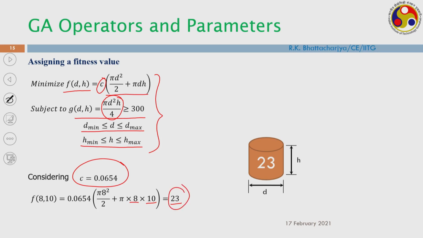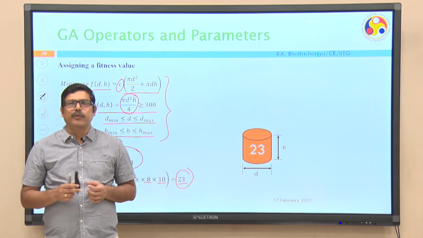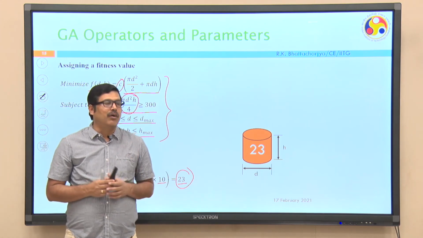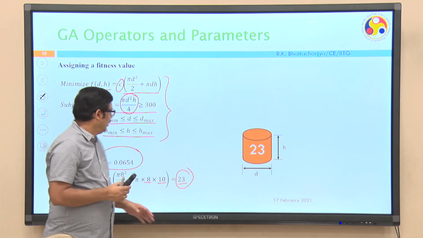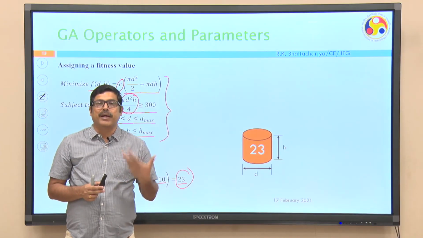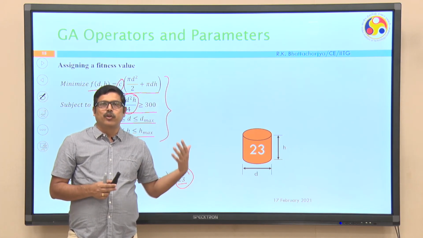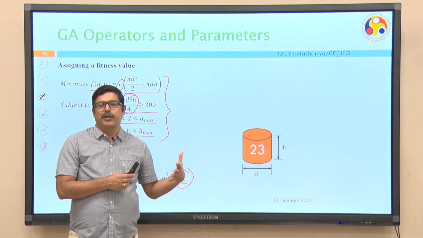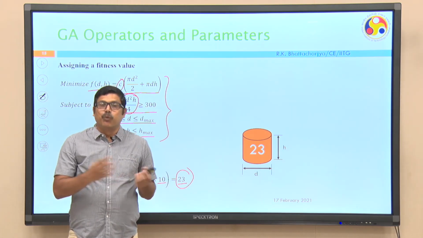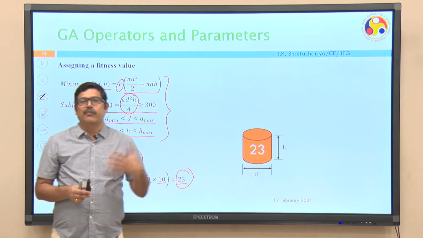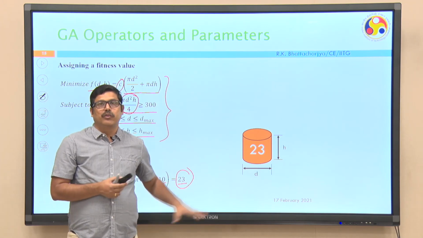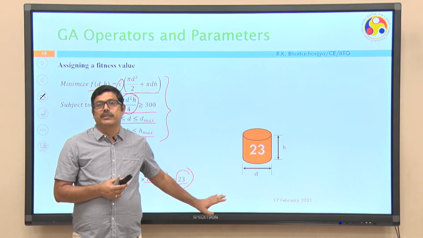Now, the question is, in this particular problem, what we are doing here, we are trying to minimize the cost, and therefore if the objective function value is lesser, that means that is the better solution. Okay. So, in this case, the objective function value being lesser means that is the better solution. Suppose now it is 23. Now, if I have another solution, suppose another D and H, I am getting 24. Then 23 is the better solution because cost is less.